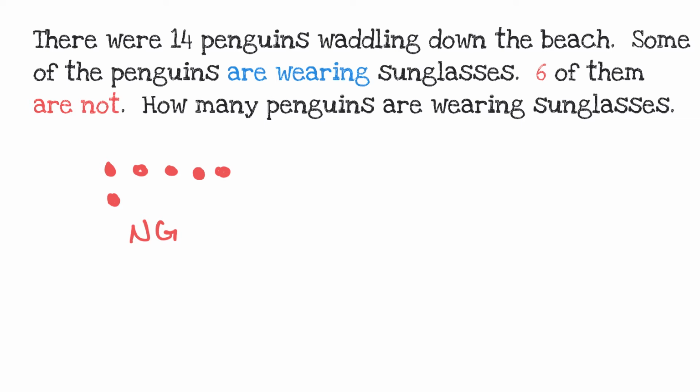This problem, I think I'm going to use an addition strategy to solve for my unknown. I know that I have 14 penguins altogether, and I have one group right here of no glasses, and my next group is going to be glasses. Let me put a G down right here, because they are wearing glasses. So I need to count on adding to this group until I get up to 14, because I have 14 penguins total.